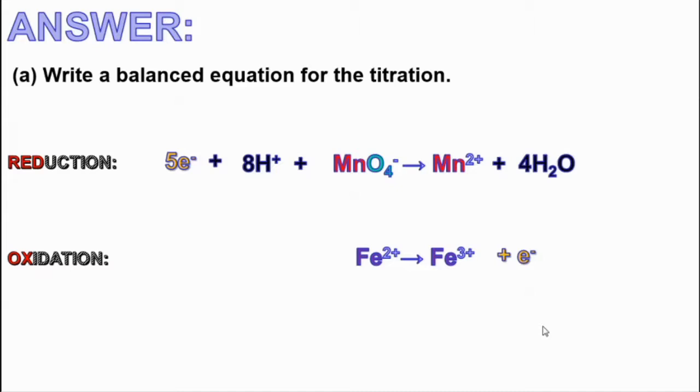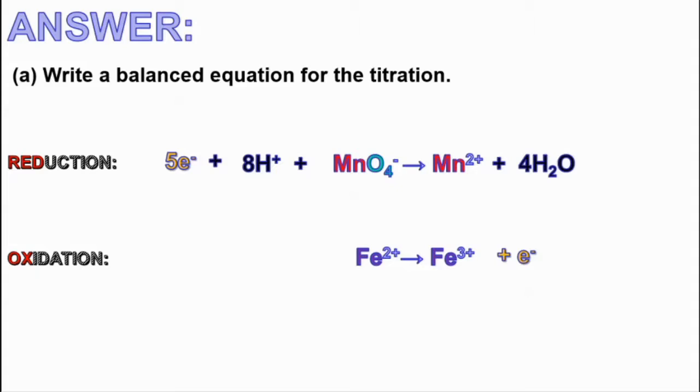Okay, so once we are done with balancing the charges, we are going to combine these two half equations to form the final equation, or to form the full redox equation. But the problem here is the number of electrons on both sides of both equations are different.